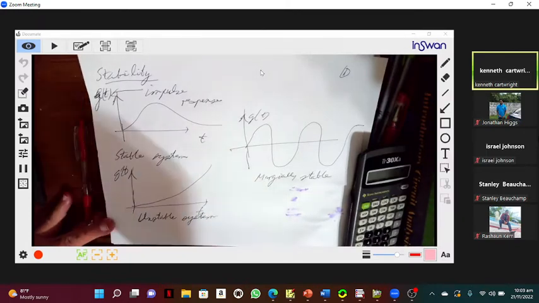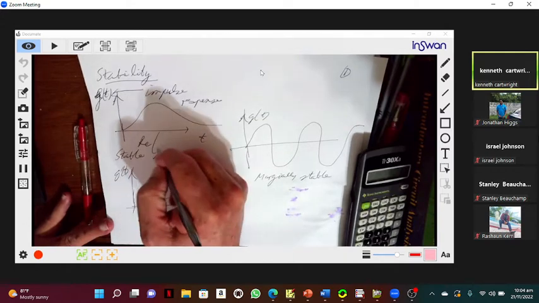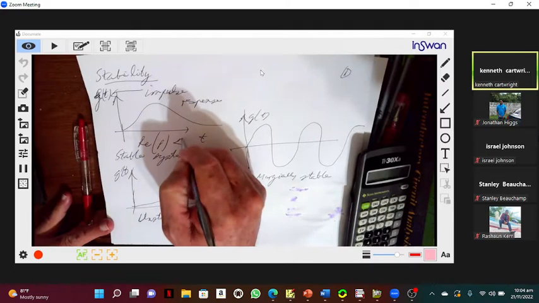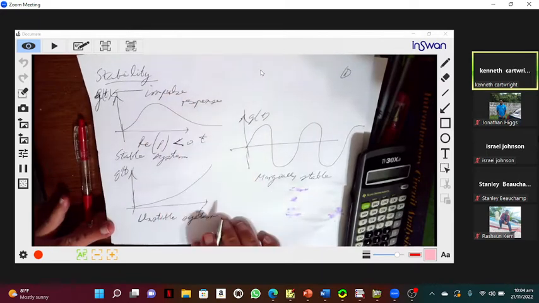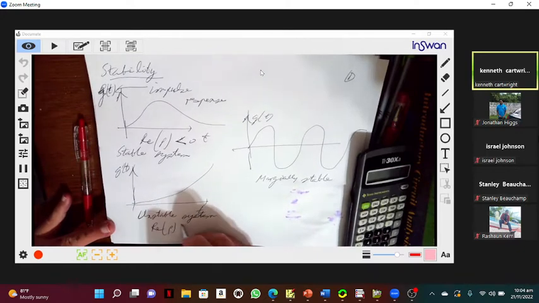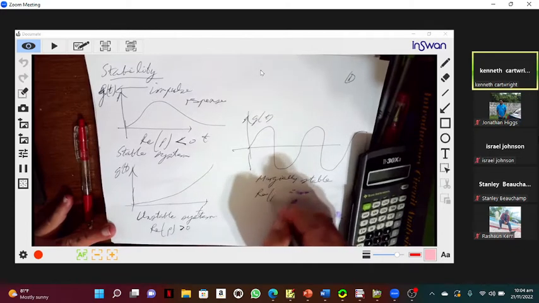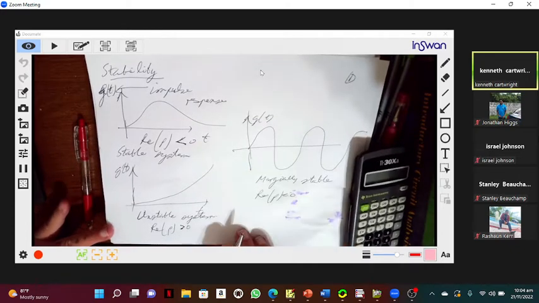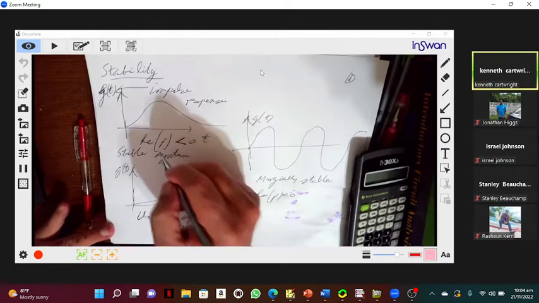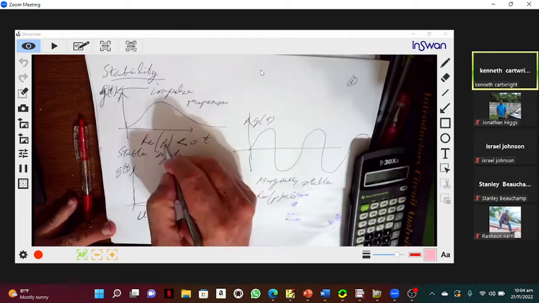Well, we need the real part of every pole to be less than 0. The real part of an unstable system would be greater than 0. And for the marginally stable, the real part of P will be equal to 0. P is a pole. We talked about what poles were.